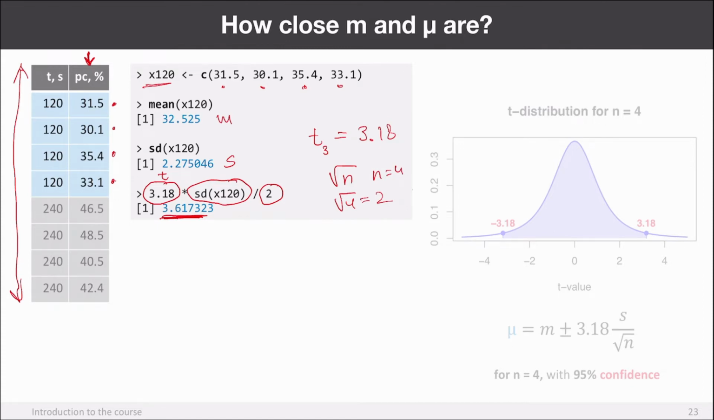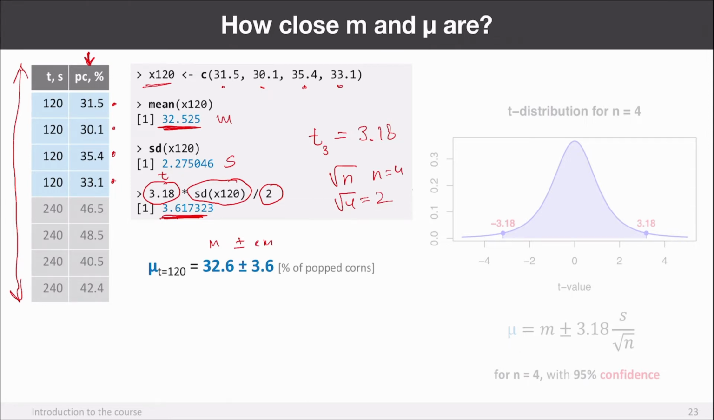And since now I know the error margin and I know the average of my sample, I can construct the confidence interval as follows. I take the average of my sample plus minus the error margin. And this is my estimation of the expected mean, but with 95% confidence. So this is the confidence interval for the average outcome where I use 120 seconds preparation time. So I expect that the number of popped corns on average will be 32.6 plus minus 3.6.